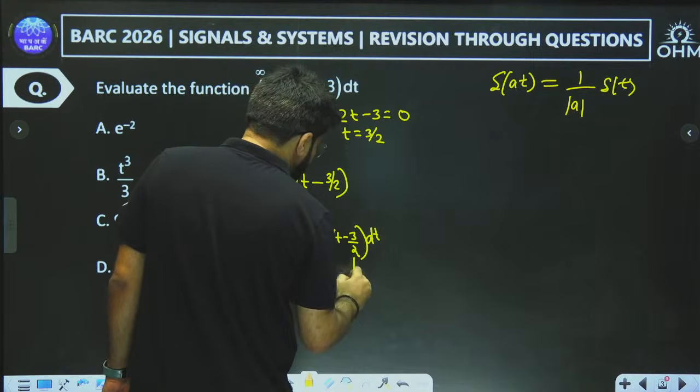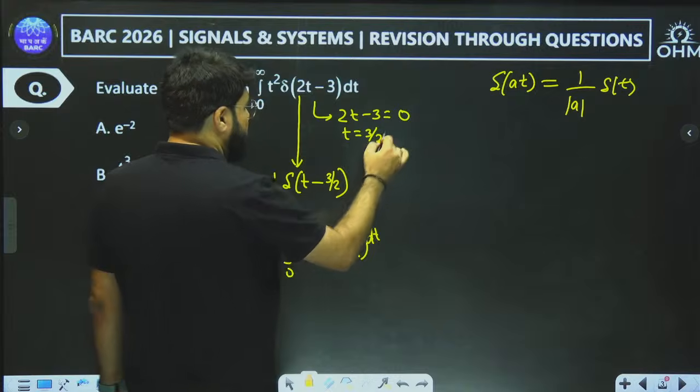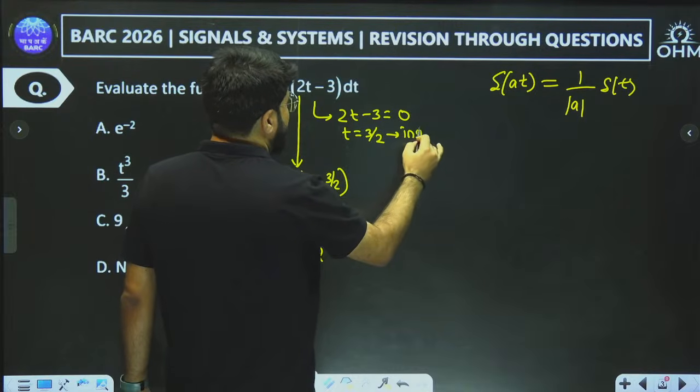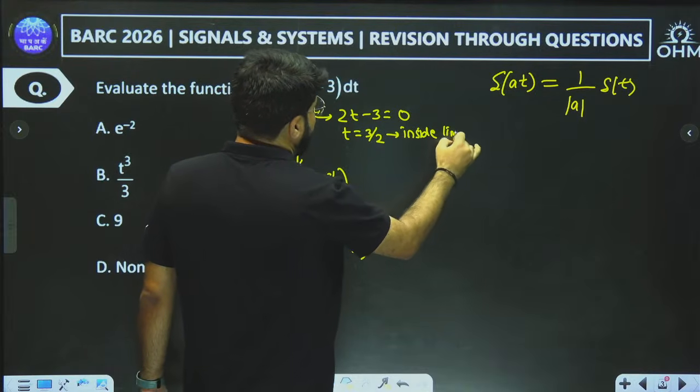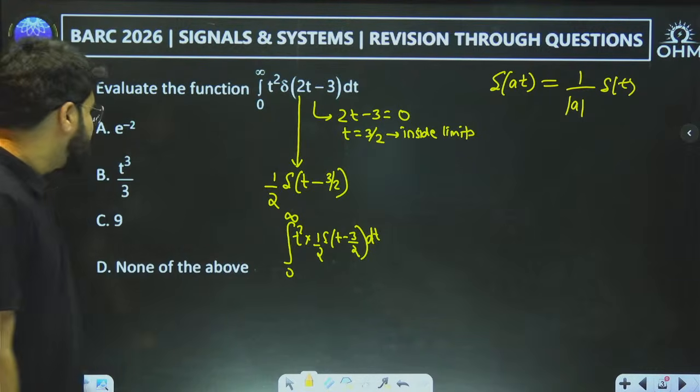Is this within the limits or outside the limit? The impulse is at t equal to 3 by 2, which is inside the limits. Because sometimes you have to be careful, if the impulse is outside the limit, then the answer would be 0. Sai Vikas says answer as D.